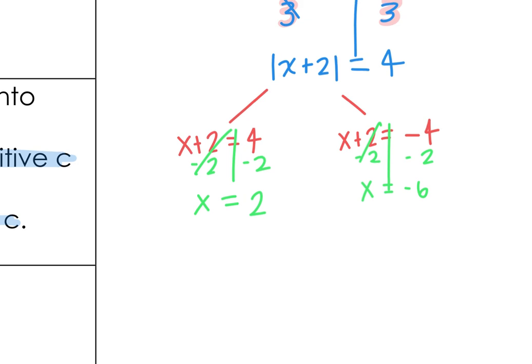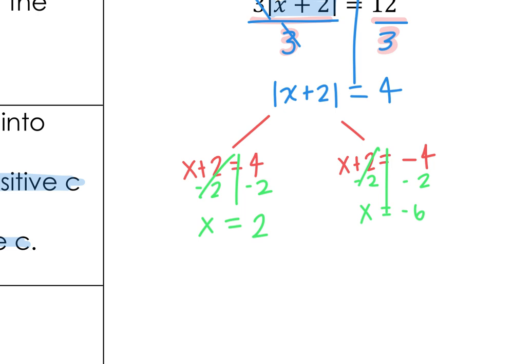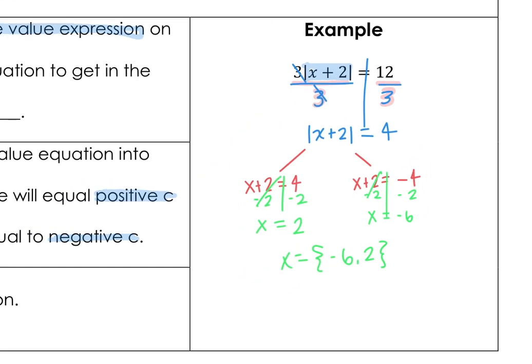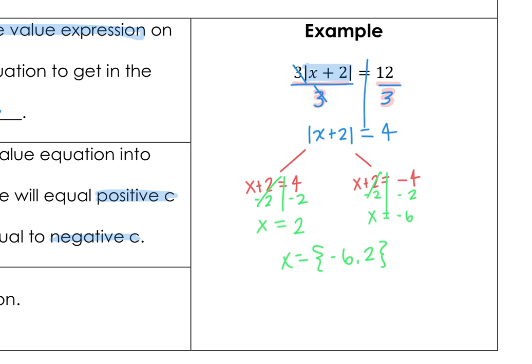And those are the 2 solutions that I could plug back in for x and this be true, right? If I plug in 2, 2 plus 2 is 4. The absolute value of 4 is 4. But if I plug in negative 6, well, negative 6 plus 2 is negative 4, and the absolute value of negative 4 is 4. So we've got these 2 solutions. We will write them as this solution set. Again, I like to write them in order from least to greatest. If you don't do that, it doesn't matter. You don't need to. It will still be correct.